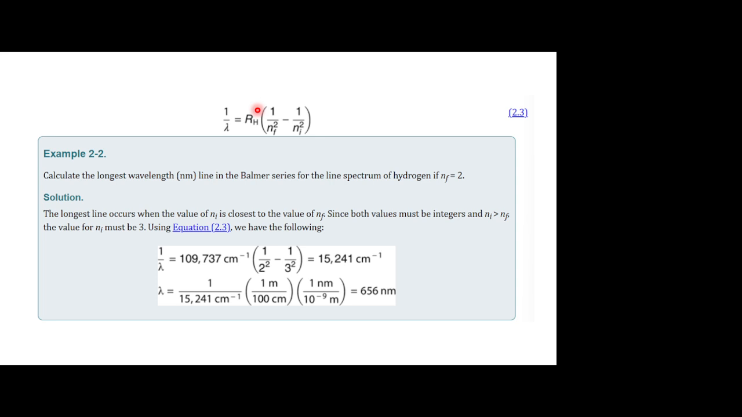We go ahead and substitute this in. This one's RH right here. This is 1 over 2, and then we square that number, minus 1 over 3. We square that number. And then we go ahead and solve this first. 2 to the second power is 4, 3 to the second power is 9. So we get 1 over 4, 1 over 9.